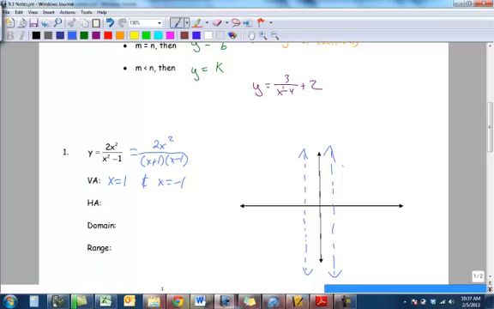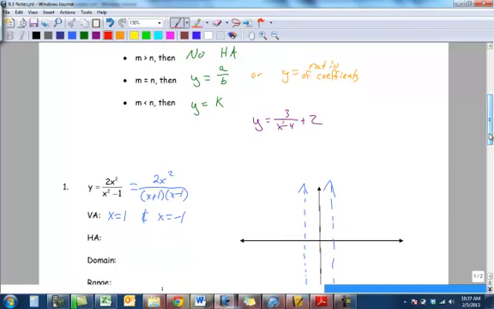Now, our horizontal. Which scenario does our horizontal fit here? Going back to before it was factored, I got x squared on top, I got x squared downstairs. Which one of these 3 scenarios does that fit? That fits m is equal to n, yeah? So that means that y is equal to the ratio of coefficients. The coefficient up top is 2, the coefficient downstairs is 1. So here, the horizontal asymptote is going to occur at y is equal to 2. So there's a horizontal asymptote at y is equal to 2 like that.